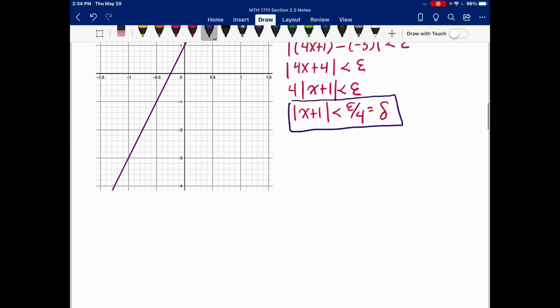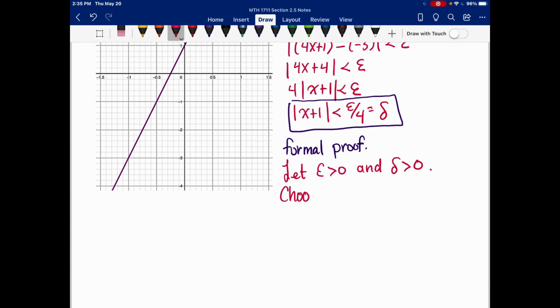So now let's write our formal proof. Okay, so the first step is to state, let epsilon be greater than 0 and delta be greater than 0. Then the next step is to state what we chose for delta. We're going to choose delta to be epsilon over 4.